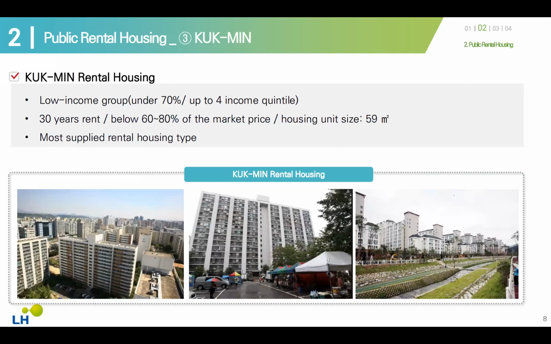The next type is Gungmin rental housing. Gungmin means people, and this housing type is the most supplied rental housing type in Korea. Compared to other rental housing types, the housing unit size is larger.